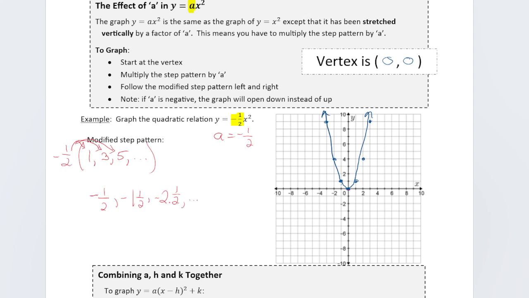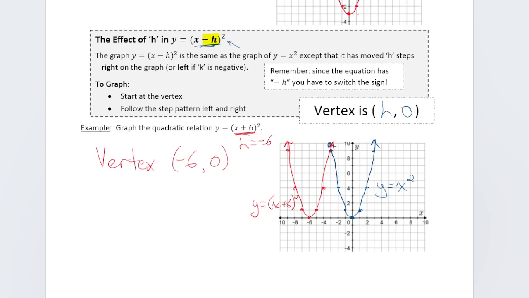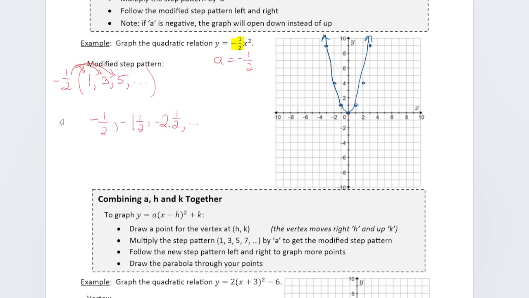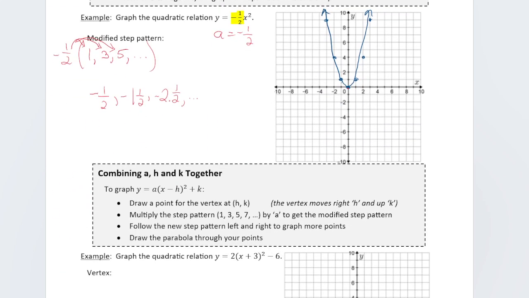So we can graph. The vertex is exactly the same. Our vertex is exactly the same. And then it's negative 1/2. So I'm going to go over 1 and down 1/2. Down because it's negative, and 1/2 because that's the step size. Then we're going to go over 1 more, and we're going to go down 1.5.